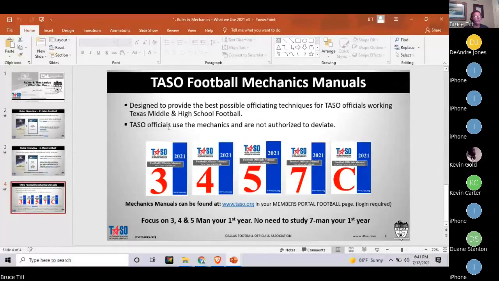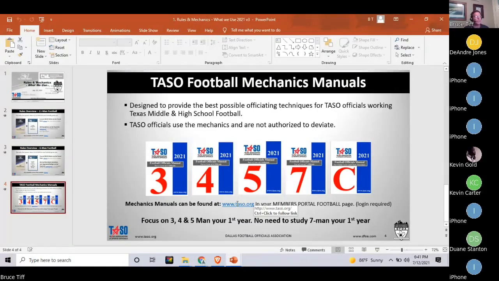They're designed to give you and teach you the best officiating techniques for us TASO officials when we work in Texas middle and high school games. We're not authorized to make up any new mechanics or do anything that's not covered in the document. So we need to be cognizant of that. And you can find these in your members portal. There is a login required. They're also available in RefTown now as well.